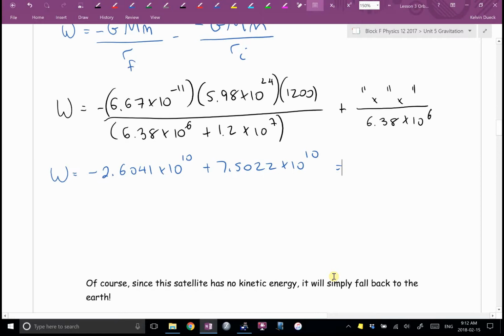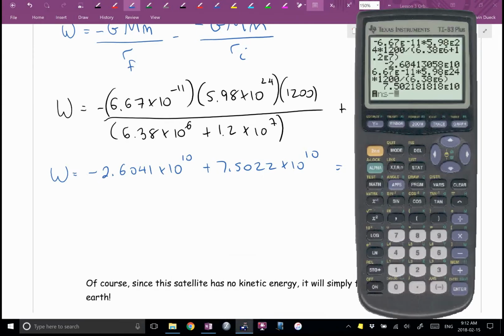And now I'm good. I have this number stored on my calculator, so I'm just going to add this. You can either add the negative or you can just go minus. I'm lazy, so I just go take away 2.6041 times 10 to the... scientific notation 10. How much energy, how much work would it take to get this satellite that high?